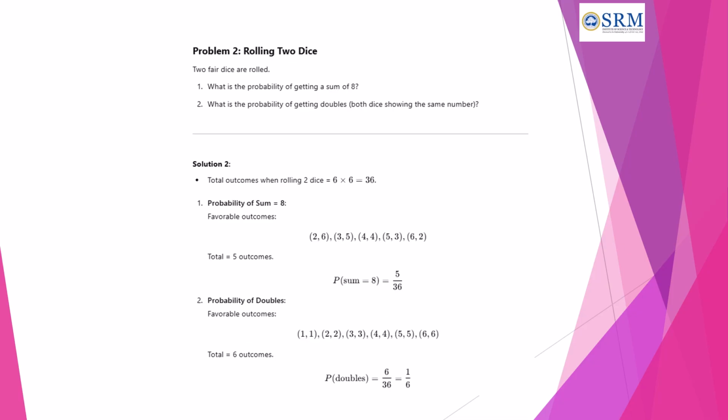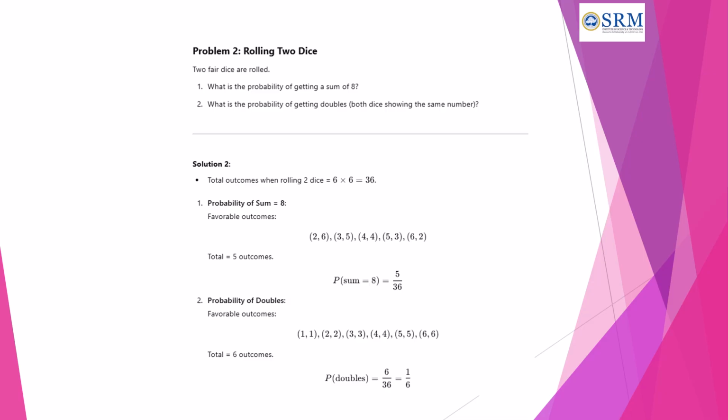Problem 2. Rolling 2 dice. When 2 dice are rolled, there are 36 possible outcomes because each die has 6 faces. To find the probability of the dice adding up to 8, we look for all pairs that total 8, that is 2-6, 3-5, 4-4, 5-3 and 6-2. There are 5 such outcomes, so the probability is 5 out of 36.